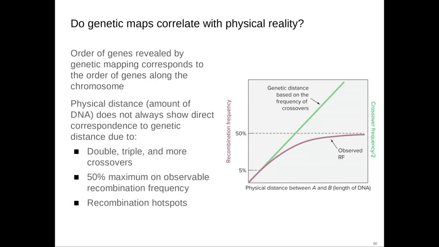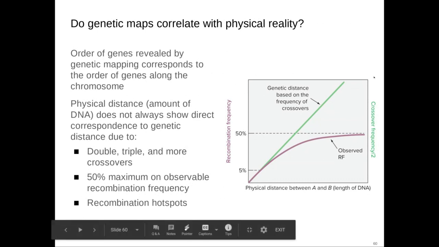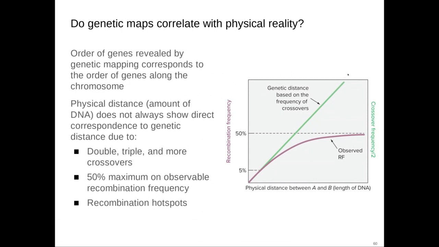Now we can ask the question: do genetic maps correlate with physical reality? We can look at these probabilities, that's one thing, but do they actually match up with what we can observe in real life? Now, we can look at physical distance in the DNA. There's actually not always a direct correspondence to genetic distance. So we can look at the recombination frequency, the crossover frequency divided by 2, and then the physical distance between A and B, i.e. the length of DNA. The genetic distance based on the frequency of crossovers always increases.